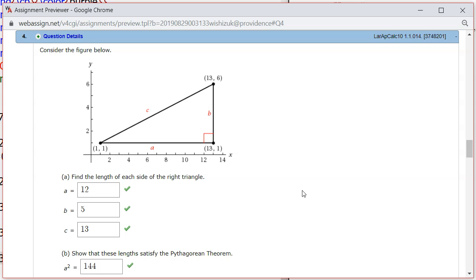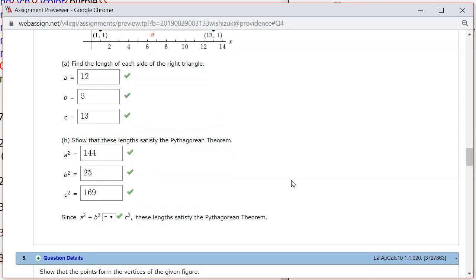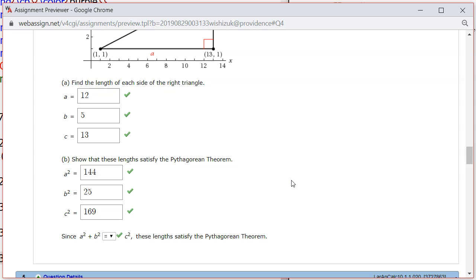So let's check the answer. I came back and it looks like we got all parts correctly. That's it. I hope that this was clear.